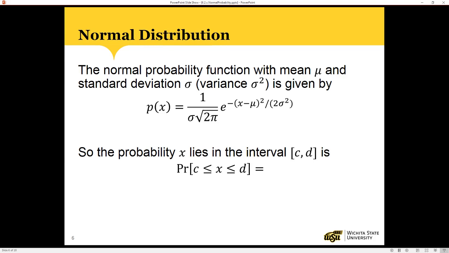That was a mouthful. So the probability that x lies in the interval from c to d is the probability that c is less than or equal to x is less than or equal to d, and that would be the integral of the probability density function you see. Let's take a look at that.